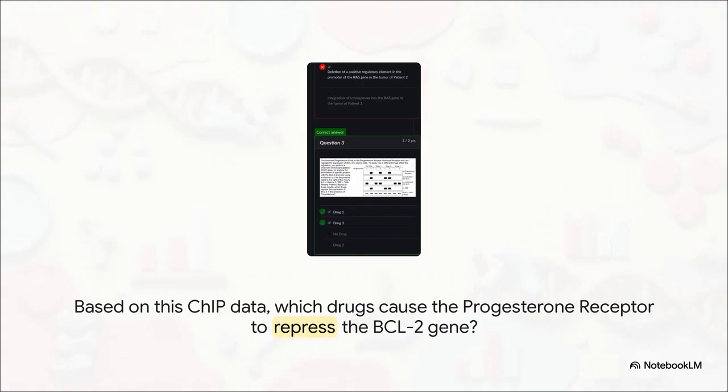Okay, let's apply this to a question you might see on the exam. The key is to break it down. We're looking for repression.